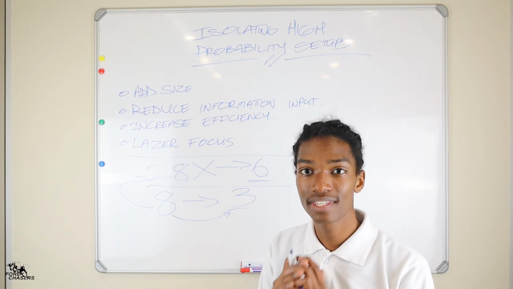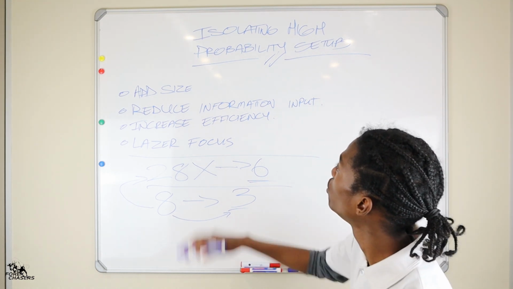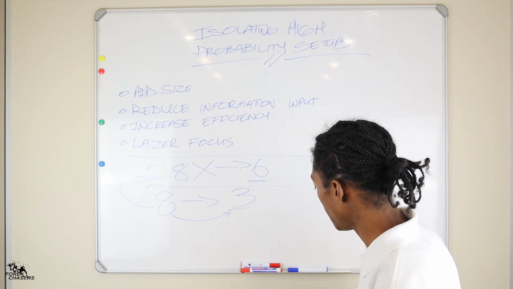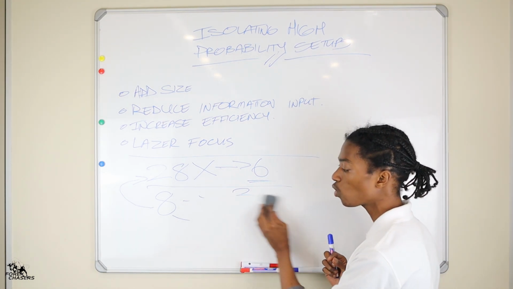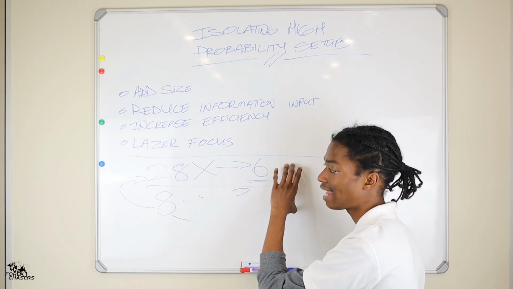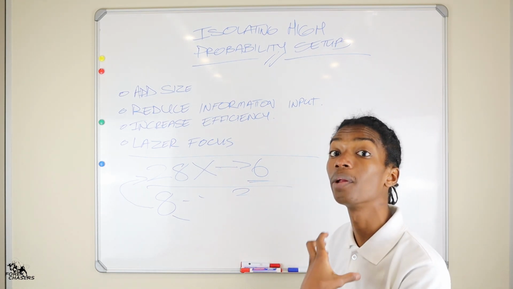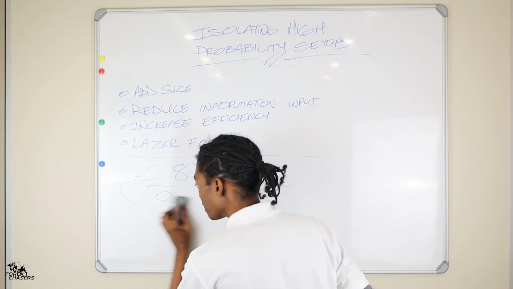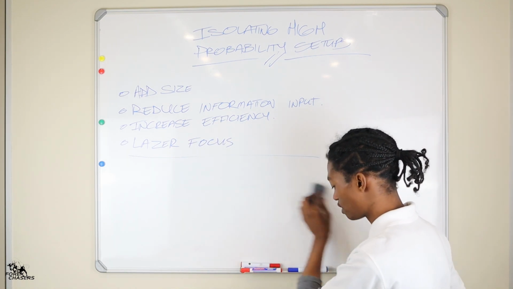Now, one other thing that you can do to isolate your high probability setups is a different approach from analyzing pairs and then isolating the pairs that are giving you the best setups. This is also an approach that I use as well.